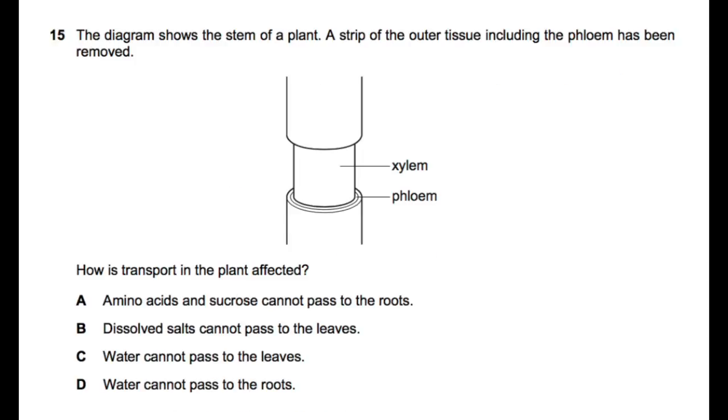Question 15. The diagram shows the stem of a plant. A strip of the outer tissue, including the phloem, has been removed. How is transport in the plant affected? Well, xylem transports water in plants, while phloem transports food. The food that is transported is amino acids and sucrose. So now that it has been cut off, the food cannot pass through. So, reading the question again, how is transport in the plant affected? The answer is A. Amino acids and sucrose cannot pass to the roots.